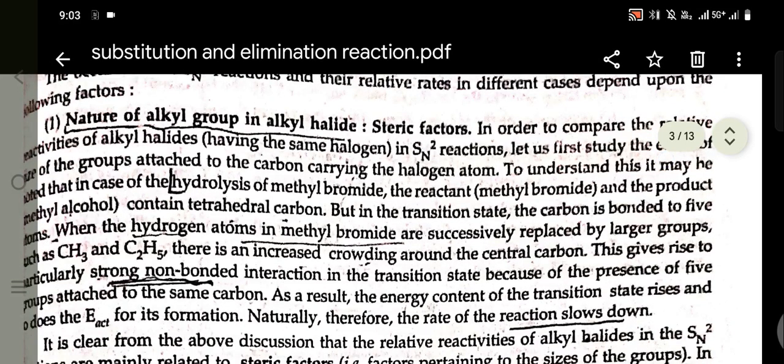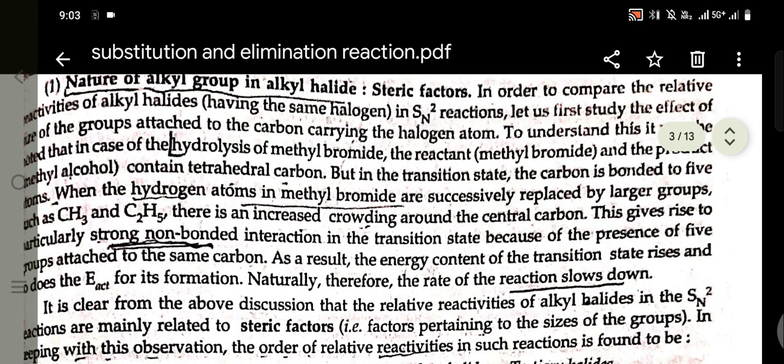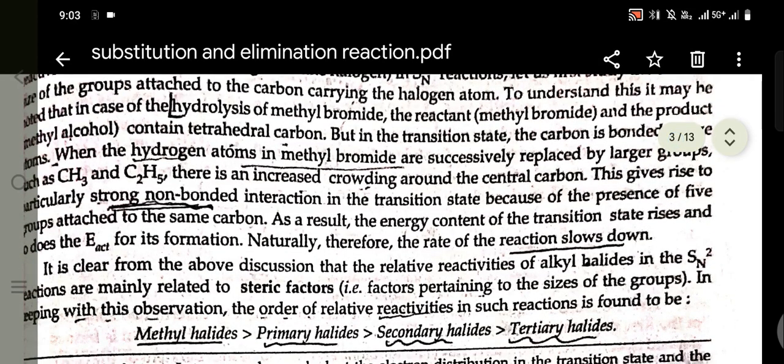This gives rise to particularly strong non-bonded interaction in the transition state because of the presence of 5 groups attached to the same carbon. As a result, the energy content of the transition state rises, and so does the activation energy for its formation. Naturally, therefore, the rate of reaction slows down.